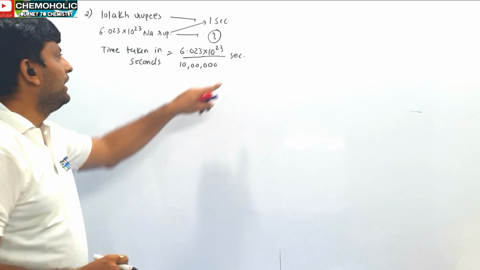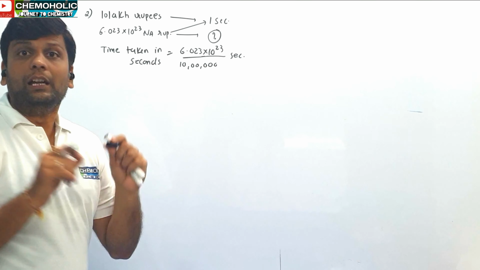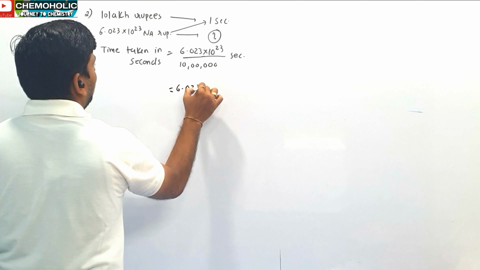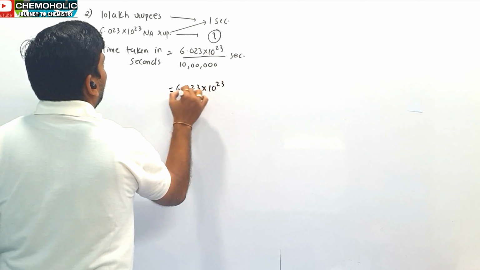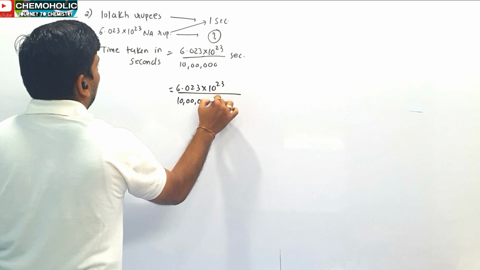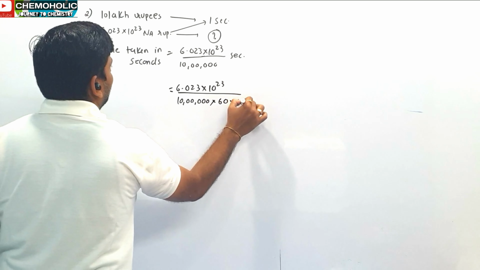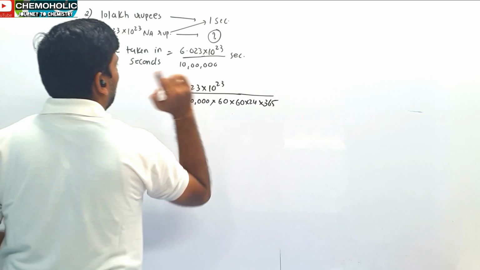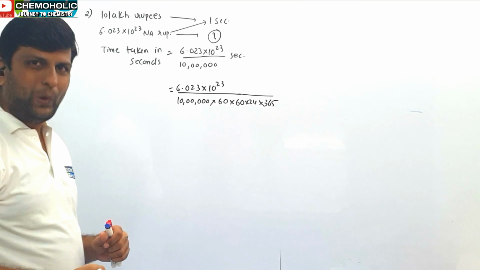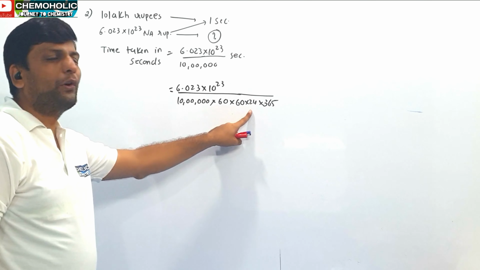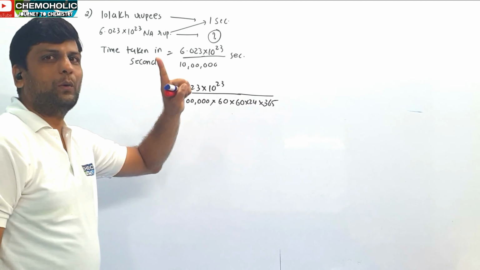So the thing is, you need to convert this in years. To convert it in years, what shall we do? 6.023 into 10 to the power 23. 10 lakh multiply by 60 seconds, 60 minutes, 24 hours, 365 days will make 1 year.